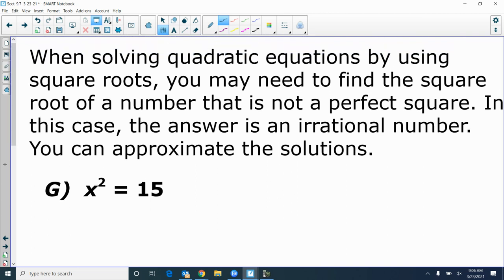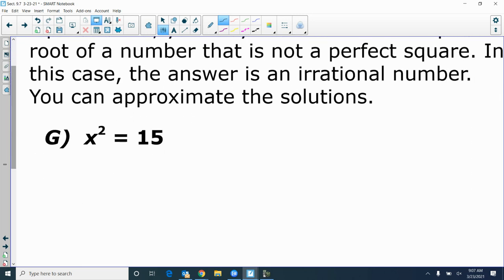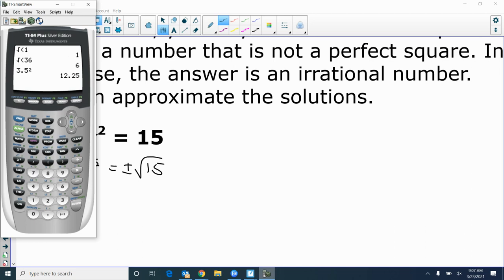Now, if you see this, there's nothing we can do with it right now. The x squared is by itself, so if you want to solve it, you just take the square root. Do you know the square root of 15 off the top of your head? No, it's close to 4, though. Now I'm going to take the square root of x squared, plus or minus the square root of 15, and go to my calculator and hit square root of 15. It's going to give me a long decimal. Let's round it to the nearest hundredth. Now, what does that mean?